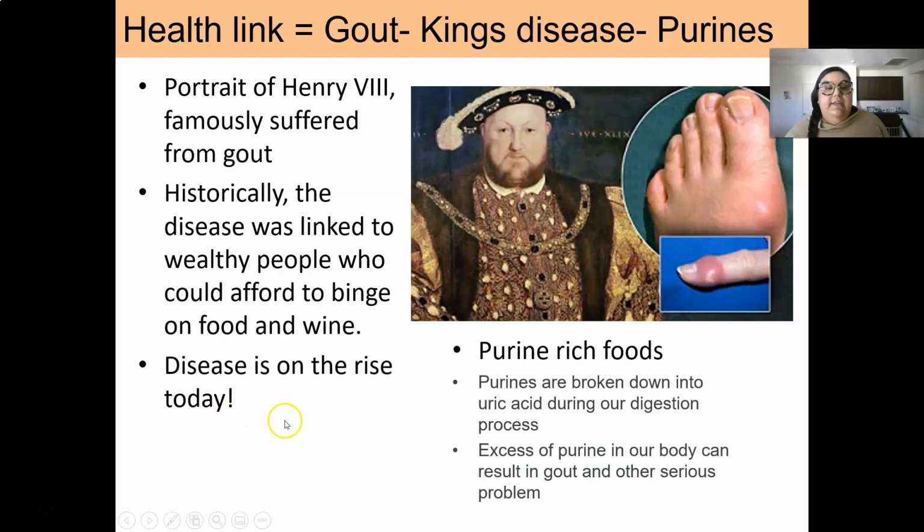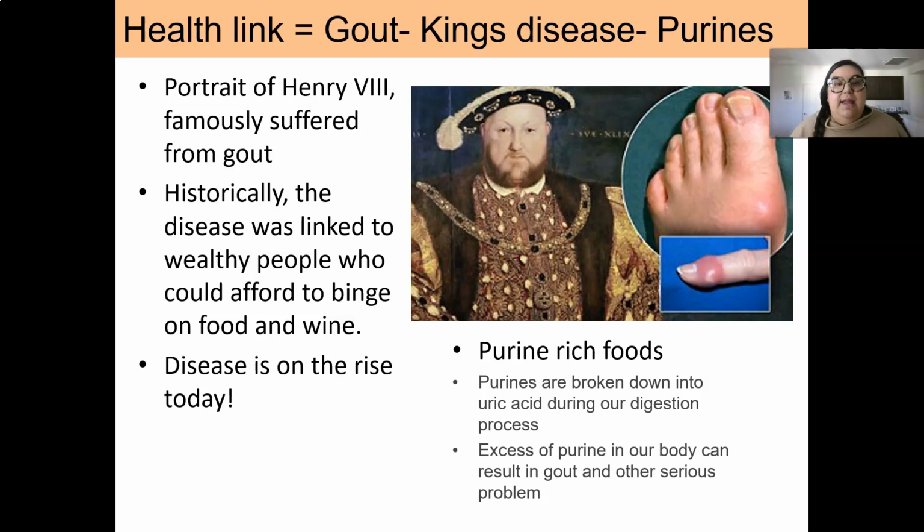And then to give you just a little health link for DNA, gout is a disease of purines. So remember again what purines are. Take a second. Which ones are the purines in the DNA? Purine, right? What was the good mnemonic? Pure as gold, adenine and guanine.